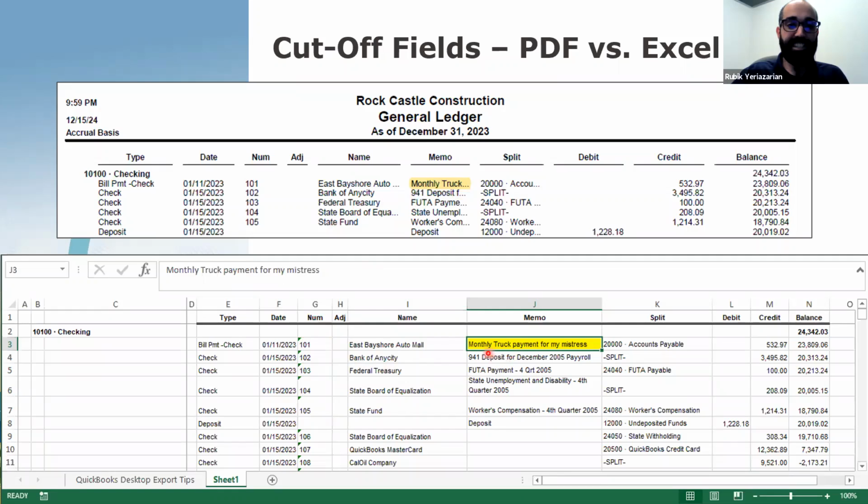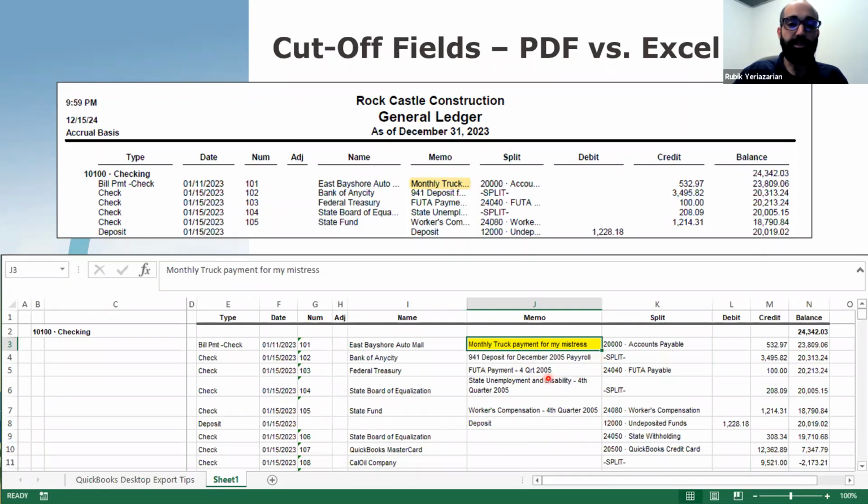Well, what if you had the actual Excel-based GL and you saw it's the monthly truck payment for my mistress? That's the kind of information that can easily be cut off within a PDF. If I then have to say, hey, I really want to know what that monthly truck payment is for, you get into a discovery battle of, well, we already gave them the full general ledger. We gave them thousands of pages of general ledger PDF data. They have all the information. They're just being difficult. Well, it would sure be interesting if I knew that that monthly truck payment was for your mistress and it wasn't really for the company.